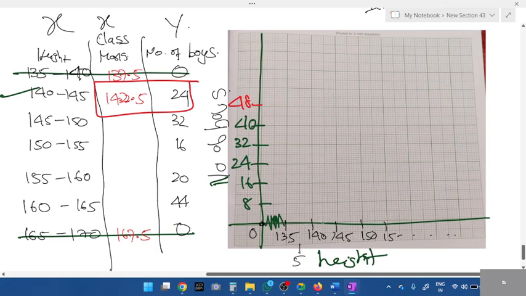Start from 142. 142 lies in between which two, students? 140 and 145, that is the middle line. For the middle line, it is 24, 32. Look here. We'll start from 24. Next, we have 32. Next, 16. And we have 20. After 20, we have 44. Is this clear?